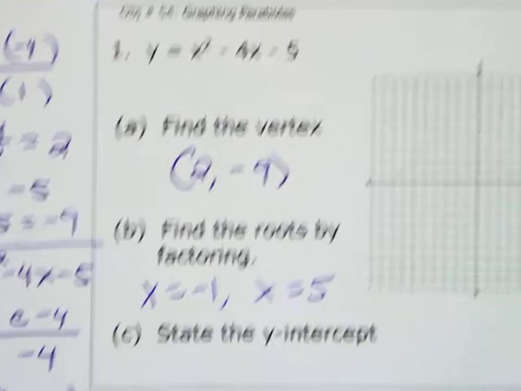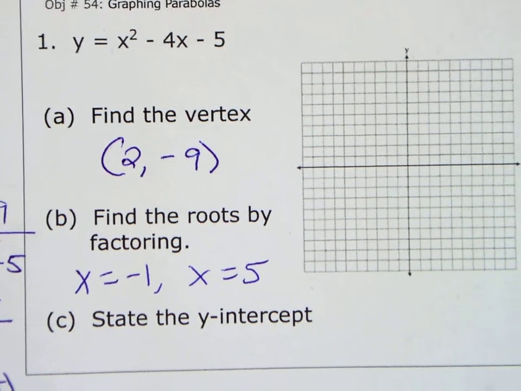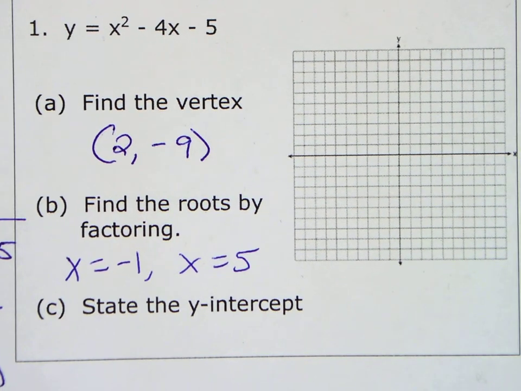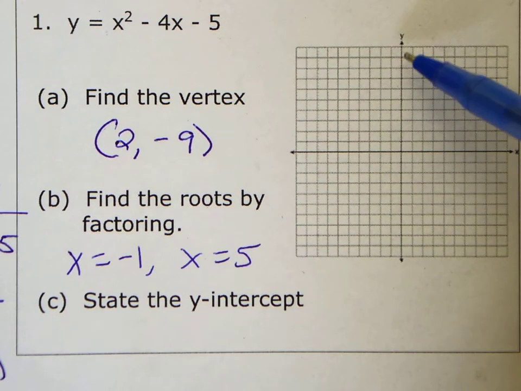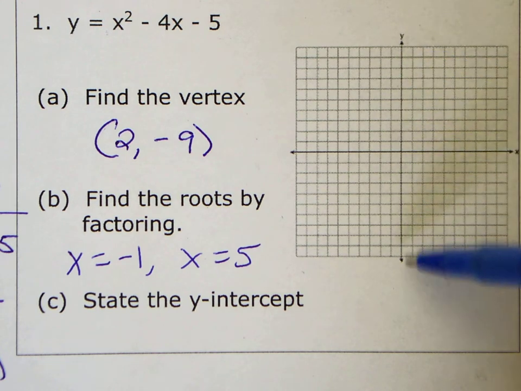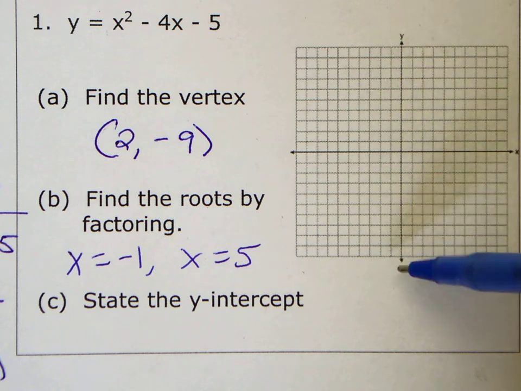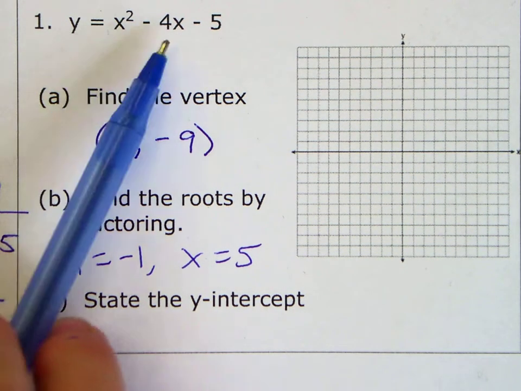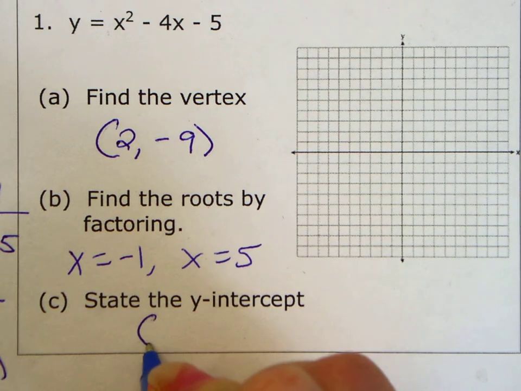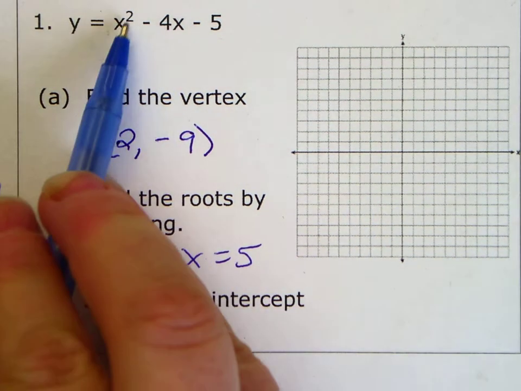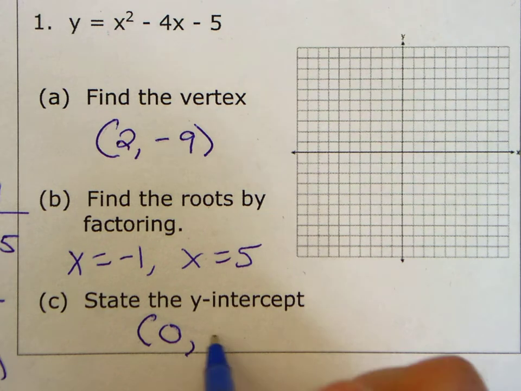And then finally, it says state the y-intercept. What do you think the y-intercept is? Well, think about the y-intercept. It's on the y-axis. What do you know about the x on the y-axis? The x value is 0. So what do you get here when you plug 0 in? The y-intercept is 0, comma, negative 5, that's (0, negative 5).